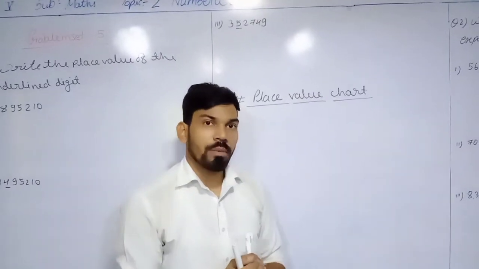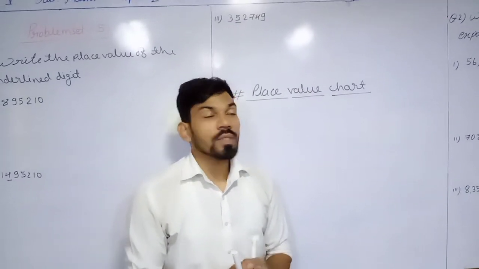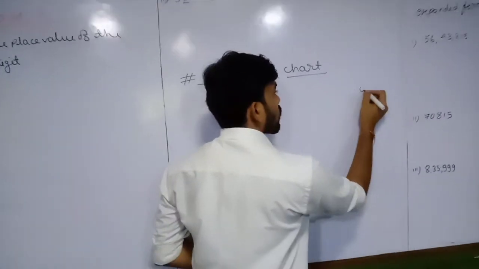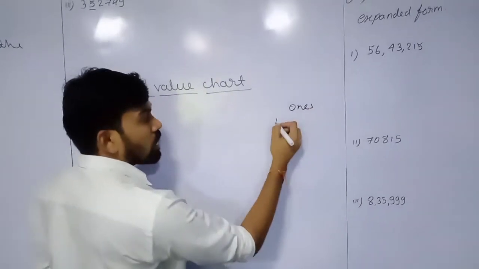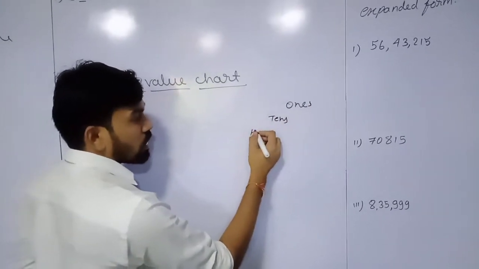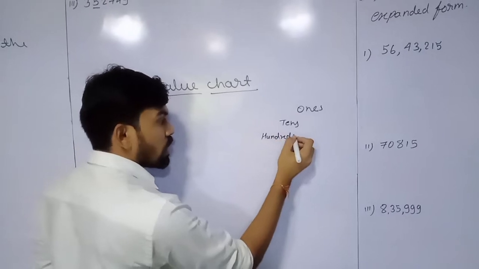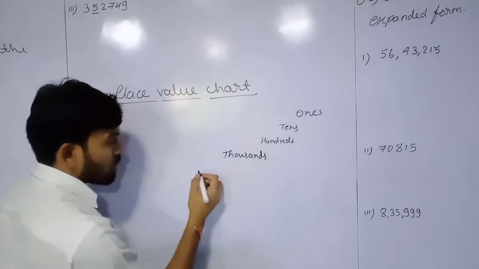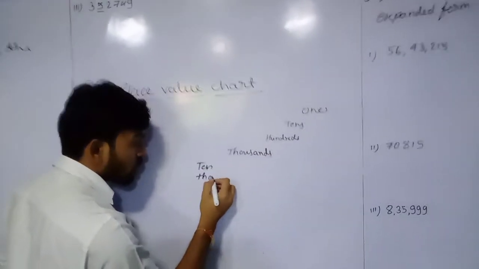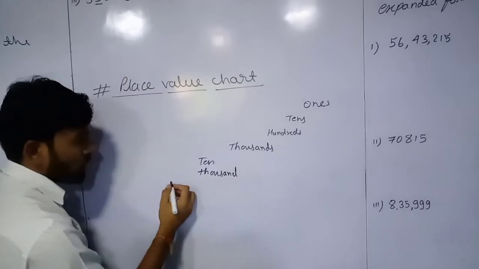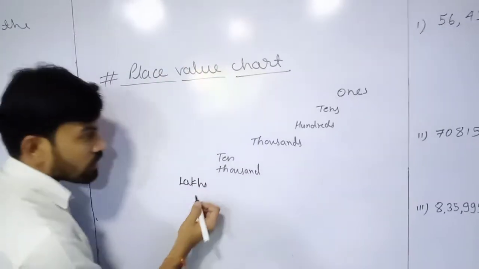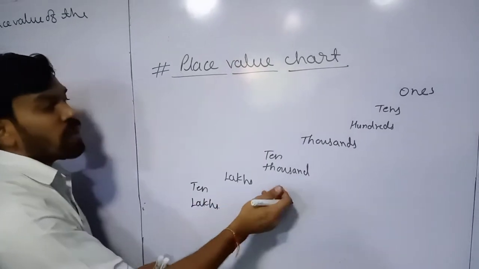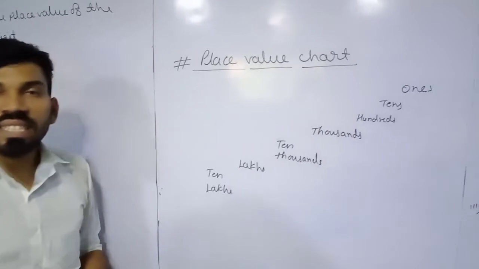Whenever we are talking about place values of numbers, we start the digits from the right-hand side. So it starts with ones, then tens, then hundreds, then thousands, then 10,000, then lakhs, then 10 lakhs. This way we can continue for the digits given.